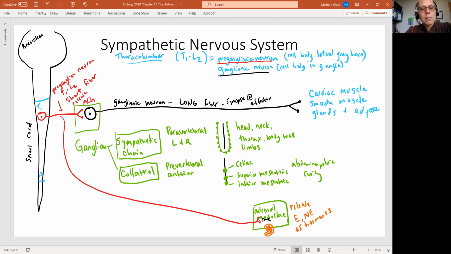Now, when it comes to that black ganglionic neuron that we've drawn in and we said is synapsing onto the effector tissues, which are going to be cardiac muscle, smooth muscle, adipose tissue, and glands, it is the ganglionic neuron that's then releasing the epinephrine or the norepinephrine. So I'm putting both of those there. And then we've already mentioned that the epinephrine and the norepinephrine are going to be released as hormones by that adrenal medullae. And so I'm going to highlight everything about that drawing that we've done there.